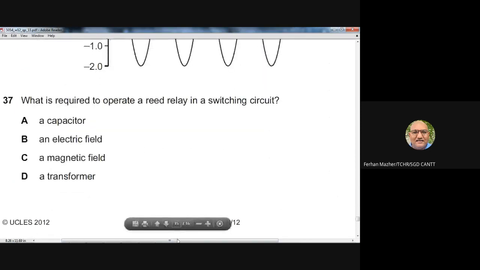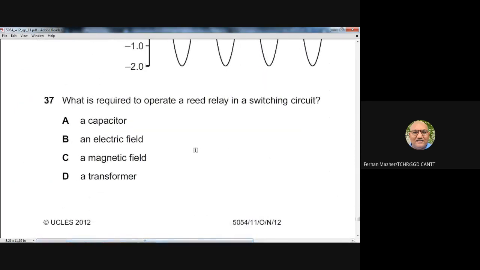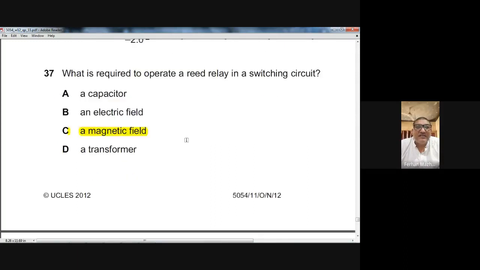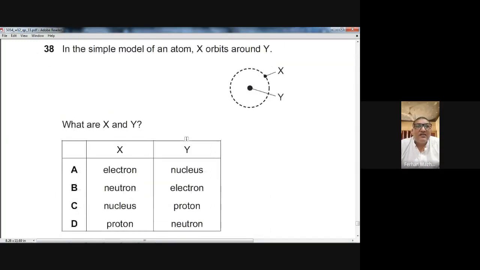Okay. So the next question is showing up. What is required to operate a reed relay in a switching circuit? A capacitor? No. An electric field? No. A magnetic field? Yes. And we use an electromagnetic field. Question 37, C is the right choice. For a reed relay, you need a magnetic field.